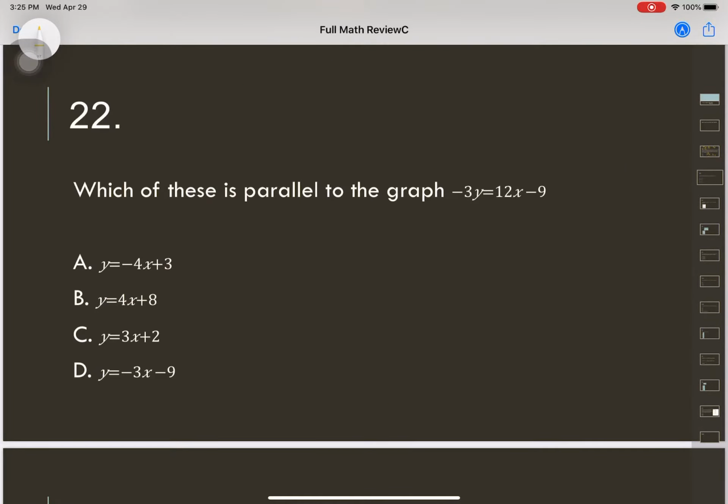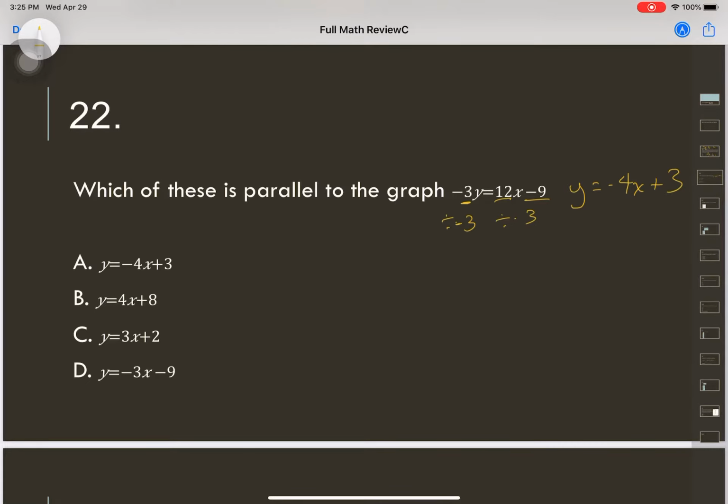Which of these is parallel to the graph? Negative 3y equals 12x minus 9. The easiest way to do this one is to set it equal to y, because I know that the coefficient with y is negative 3. 12 can be divided by negative 3. Negative 9 can be divided by negative 3. So if I divide both sides by negative 3, then negative 3 divided by negative 3 just gives you y. 12 divided by negative 3 will give you negative 4x. And then negative 9 divided by negative 3 will be positive 3.